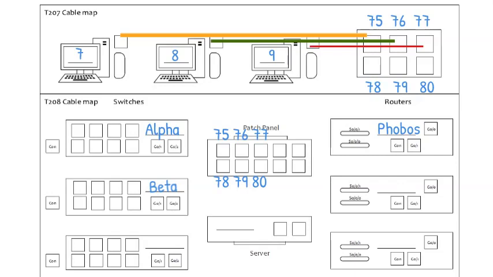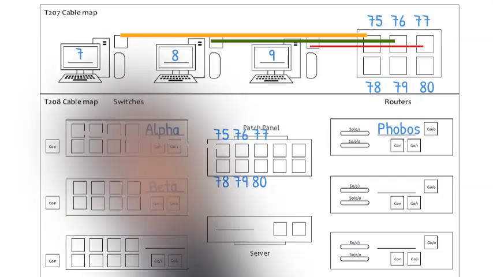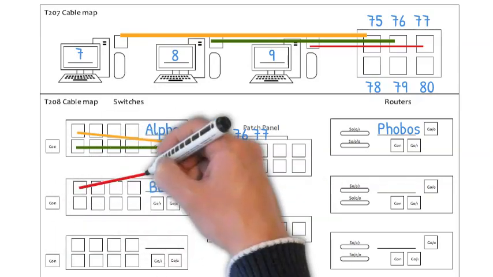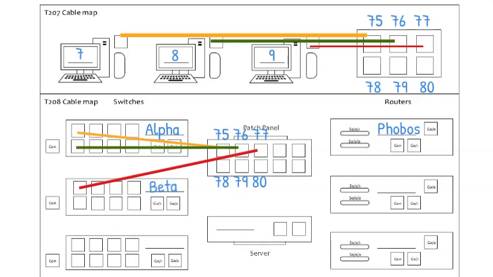Now, if you remember from our network diagram, PC7 and PC8 are connected to alpha. So PC7 comes out on jack 75. So I'm going to draw a line from patch panel jack 75 to the alpha switch. And then PC8 also goes to the alpha switch. So I'm going to draw a line from patch panel jack 76 to the alpha switch. PC 9 is going to go to the beta switch. So I'm going to draw a line from the beta switch to port 77, which is what PC9 is connected to.